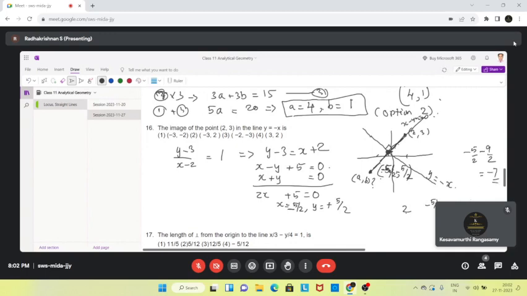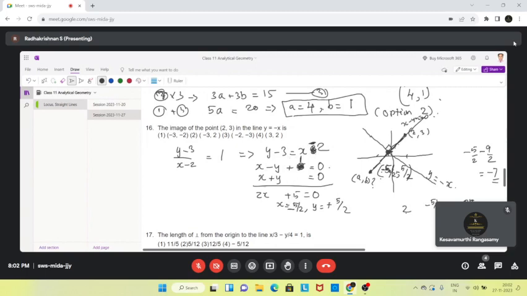Minus 7. Oh, I'm not getting that. Something is wrong. One minute. Minus 3. Minus 2 equal to 1. Minus 3 equal to... Making mistakes. X minus 2, this is right. So that means plus y. X minus y plus 1. X minus y plus 1 equal to 0.